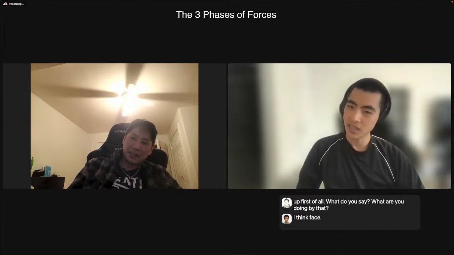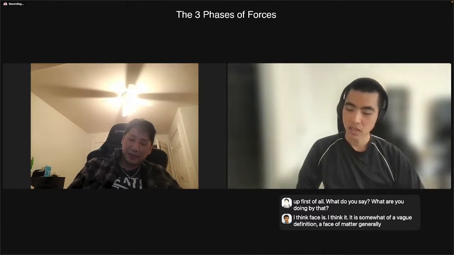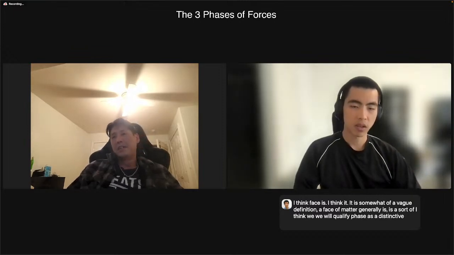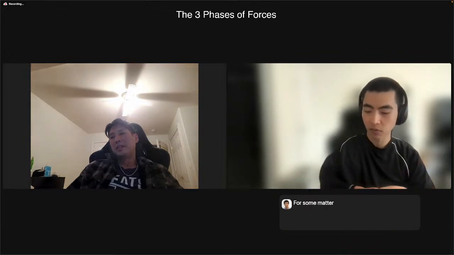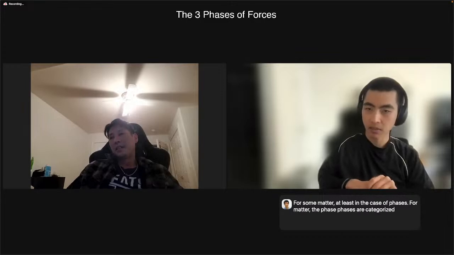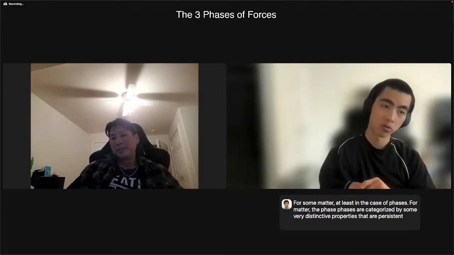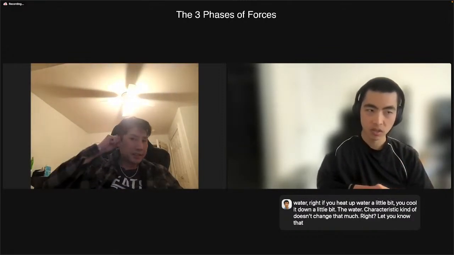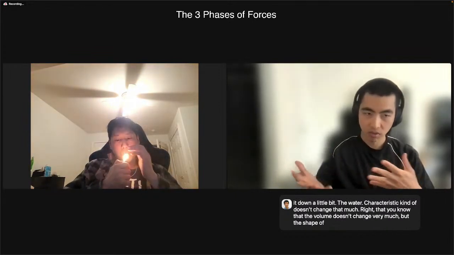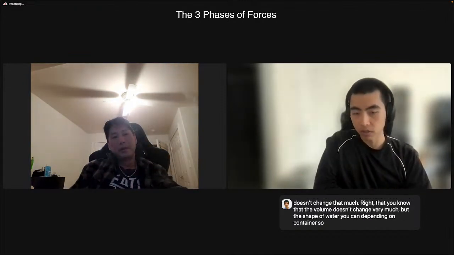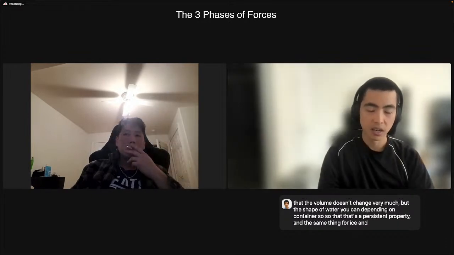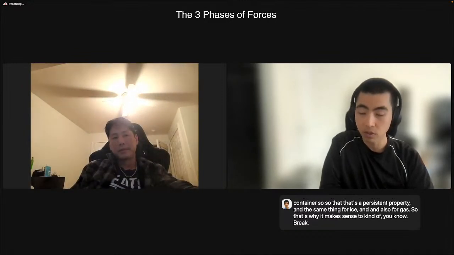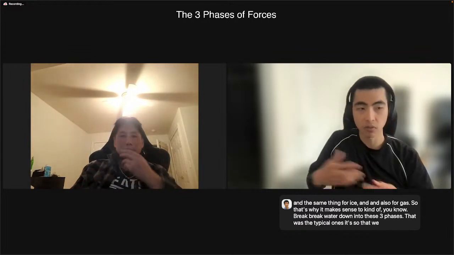I think phase is somewhat of a vague definition. I think we would quantify phase, at least in the case of matter, as being categorized by some very distinctive properties that are persistent, like water, right? If you heat up water a little bit, or cool it down a little bit, the water's characteristics don't change that much. The volume doesn't change very much, but the shape of water can, depending on the container. So that's a persistent property, and the same thing for ice, and also for gas. So that's why it makes sense to break water down into these three phases, at least the typical ones, so that we can categorize them and study them in a systematic way.